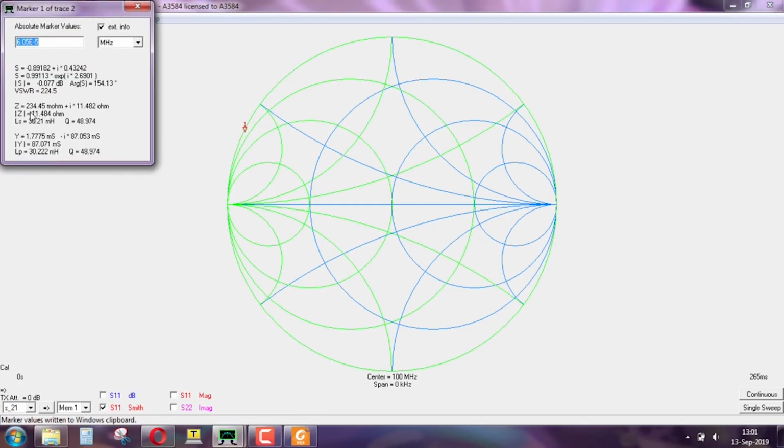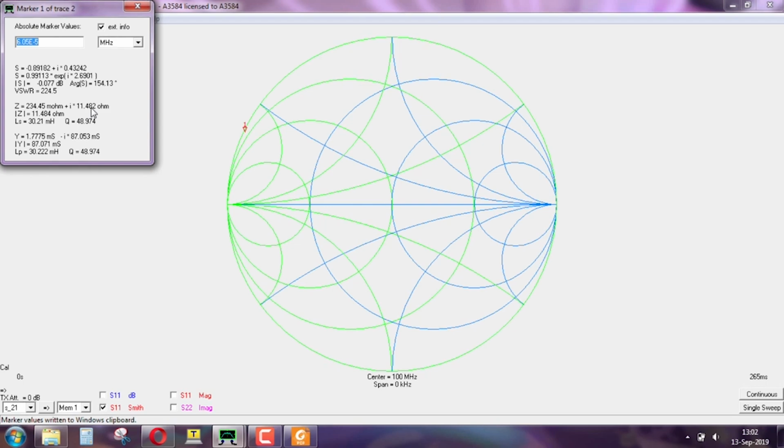So it gives me an impedance of 234.45 milliohms plus j11.482 ohms. So this is your ZOC, right? And then we can connect the short circuit. Open circuit is done. You could take these values and calculate a square root. It's okay, it's fine.